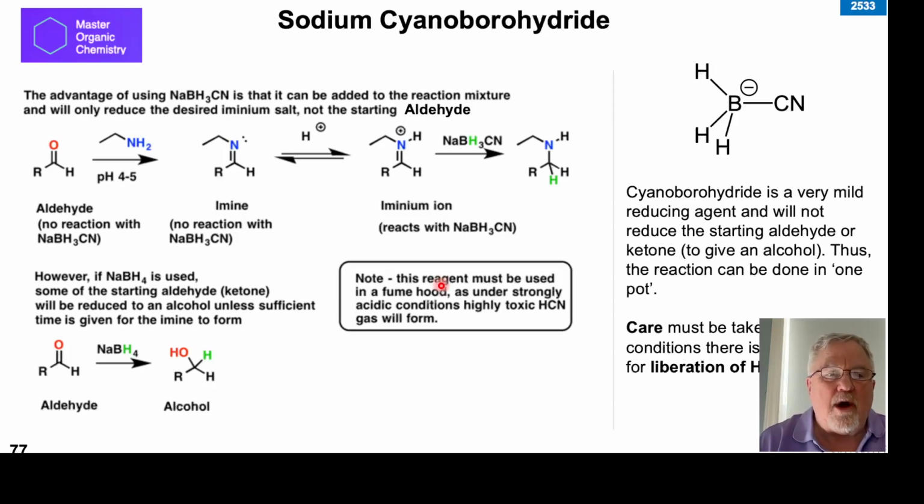So sodium cyanoborohydride is a very mild reducing reagent and will not reduce the starting aldehyde or ketone, because we can also use ketones. The reason is that there's this electron withdrawing group attached directly on the boron, so that's pulling some of the negative charge away, and that makes these compounds less hydride-like. They have a little bit less negative charge than just typical borohydride.